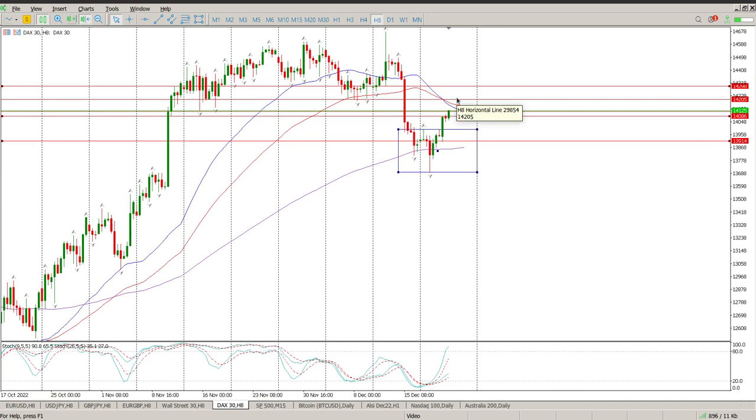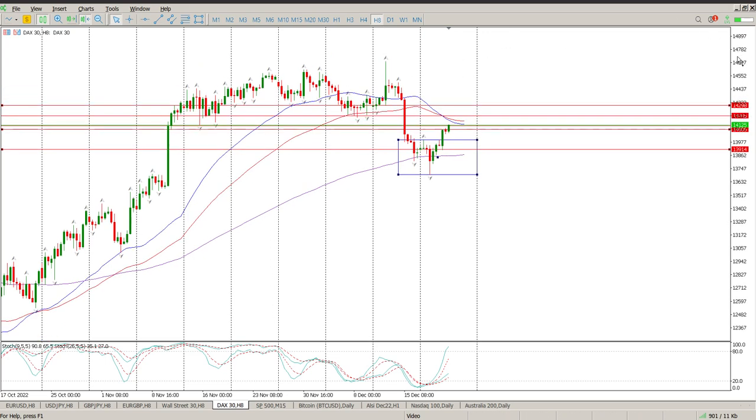If we get back above 14,200, then as far as I'm concerned, we are still back in the uptrend, and this is just a little minor dip in the uptrend, and we're looking to continue to the upside. So that's a level to watch today.